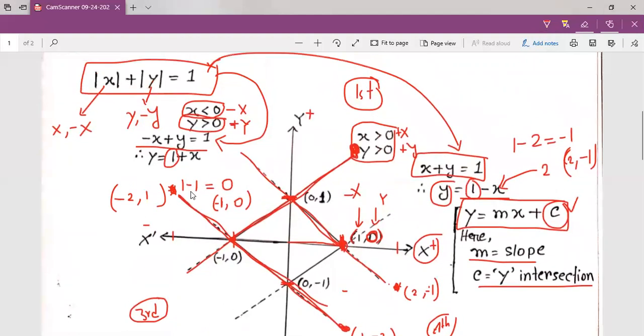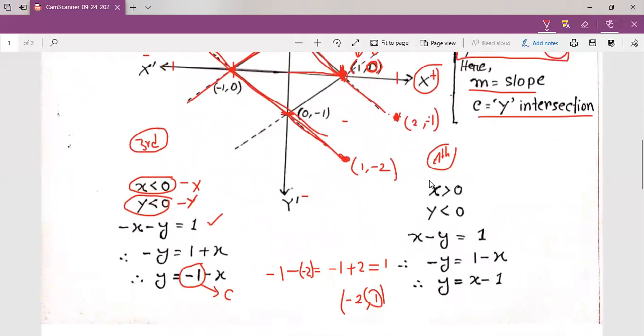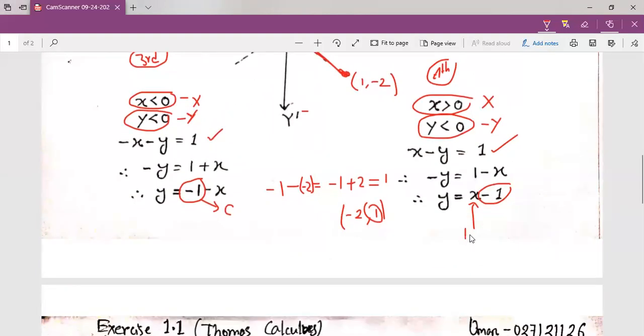Okay, let's move forward to the fourth quadrant. For the fourth quadrant, the value of x will be greater than 0 and the value of y will be less than 0. So we write plus x and minus y, so x minus y is equal to 1. Now our y intercept is -1 again, and if we take some value, like x equal to 1, we get 1 minus 1 is equal to 0. So for the value of x equal to 1, we get the value of y equal to 0, right?